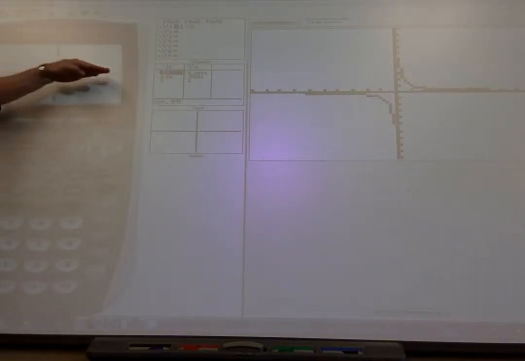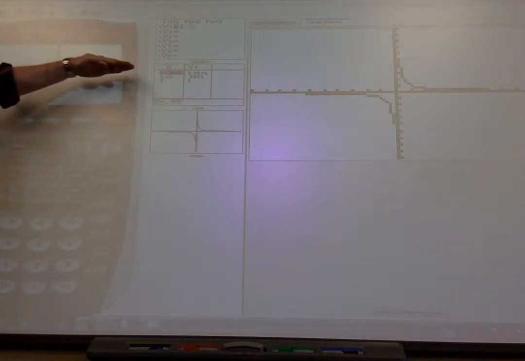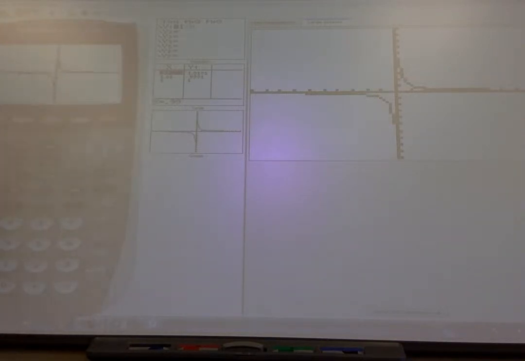As x approaches infinity, what's y doing? Going to that x-axis, going to 0. What if x goes to negative infinity? What's y doing? It's coming up to 0, isn't it? Approaching 0 from below. What if your denominator is negative x to the n?